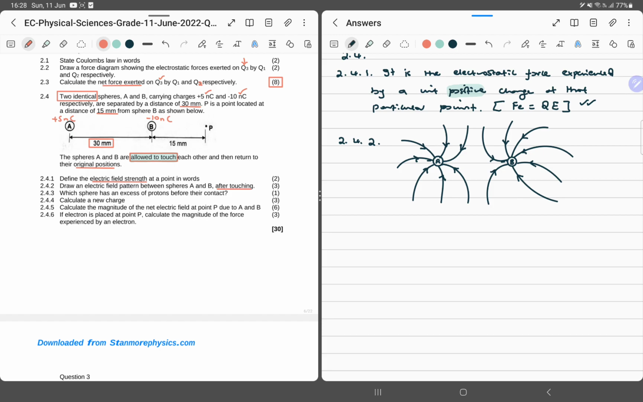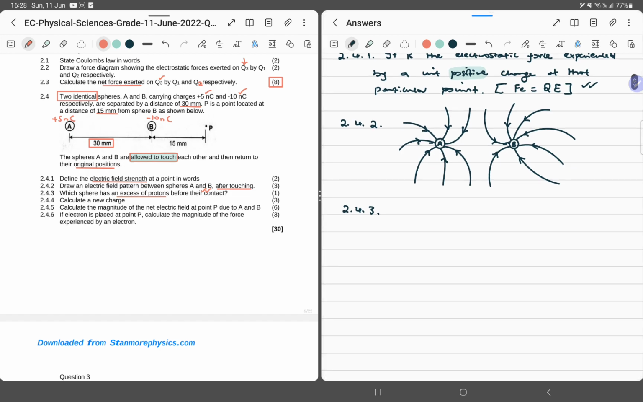So now 2.4.3 says, which sphere has an excess of protons before they are in contact? Obviously, the positively charged one will have an excess of positive charges because it has a deficit of electrons, which are negative charges. So this is basically A. So now 2.4.4, it says calculate the new charge.